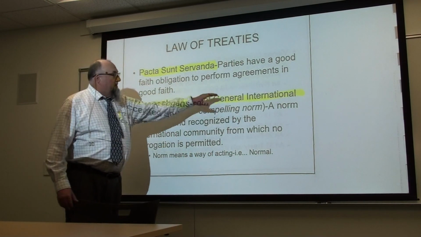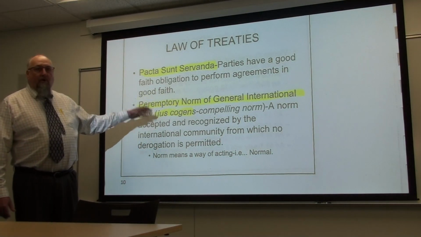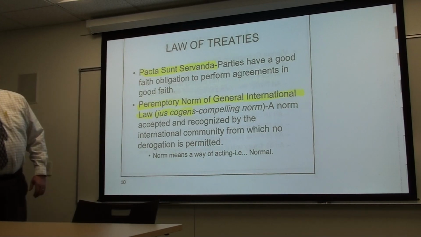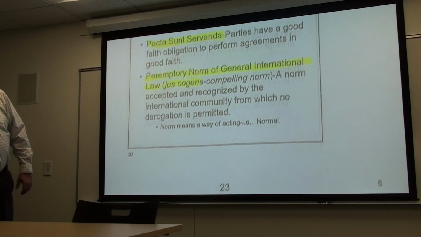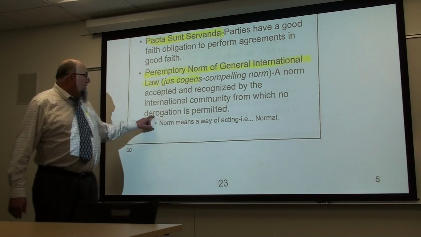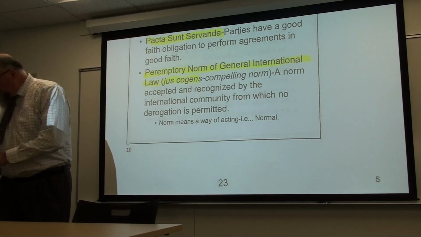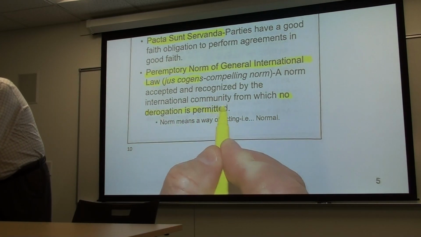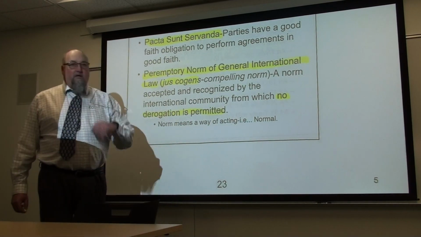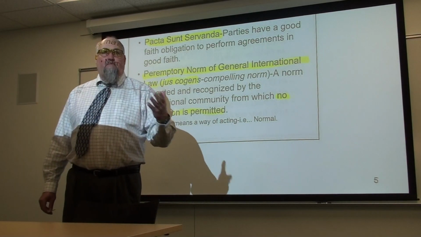A peremptory norm of general international law is then going to be a norm or way of behaving that is accepted and recognized by the international community from which no derogation is permitted. No derogation is permitted. Now, what does that mean? That means that you have to follow it. You cannot stray away from a peremptory norm.